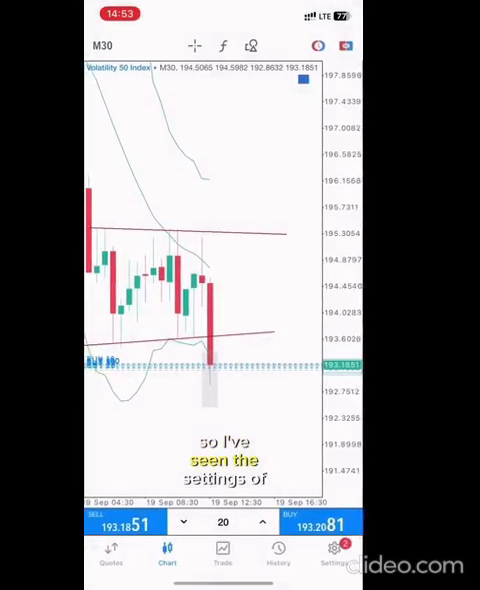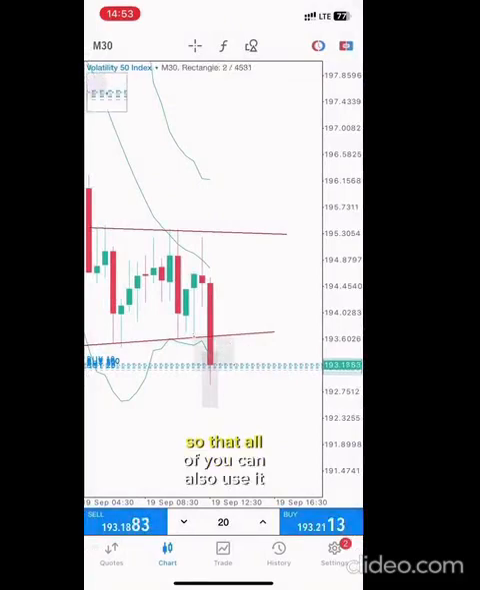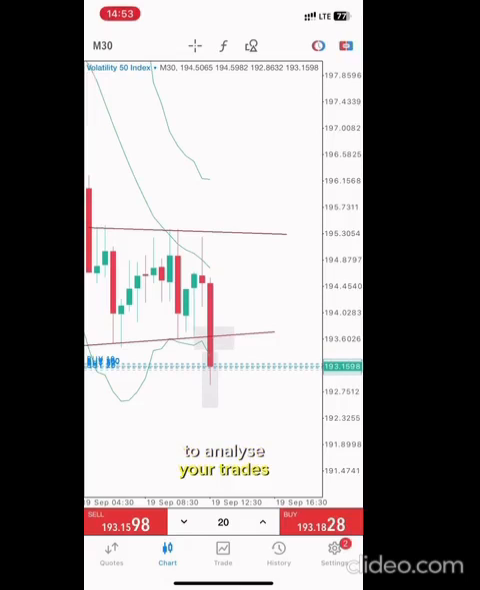I've sent the settings of the Bollinger Band in the Telegram group so that all of you can also use it to analyze your trades. When you're drawing trend lines, it can really show you the entry points and exit points.